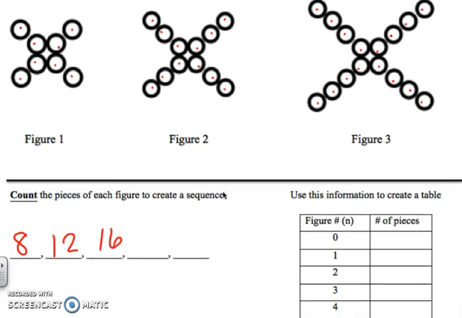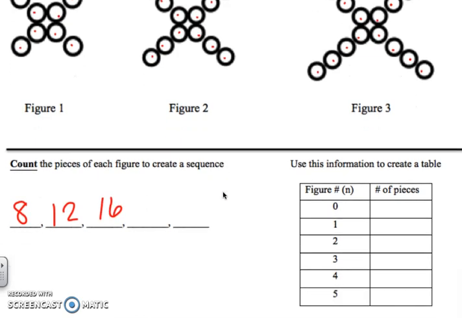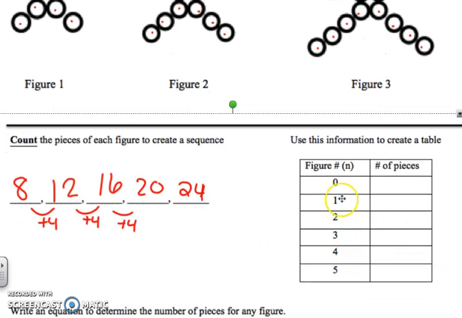Okay? So let's see if they are adding 4. 12 minus 8 would be a 4. They are adding 4, so let me continue the sequence to get 20, and then 24. So next thing I'm going to do is transfer that information over to this table. But remember, I don't know what figure 0 is yet. All I know is figure 1 had 8 pieces. So 8, 12, 16, 20, and 24.